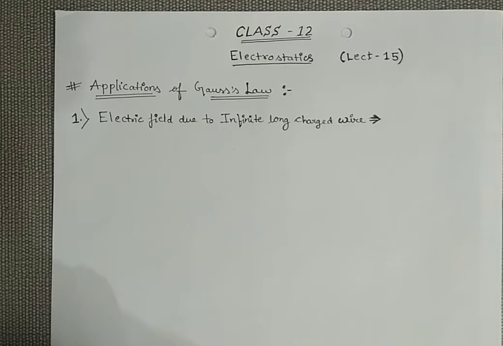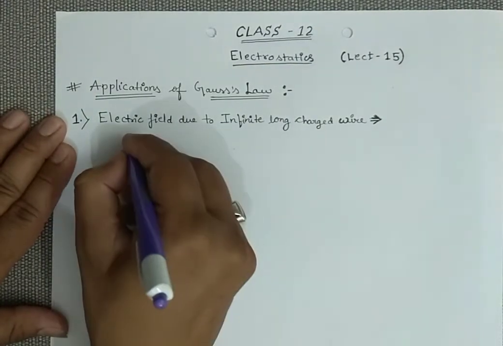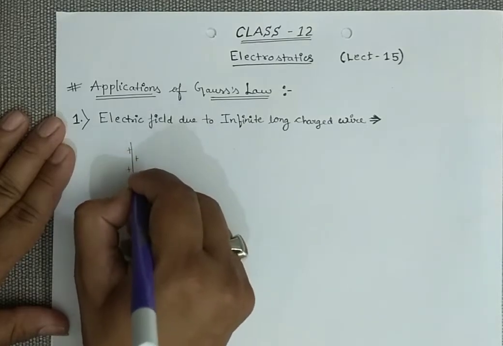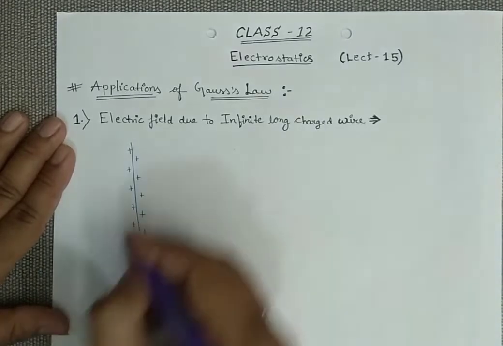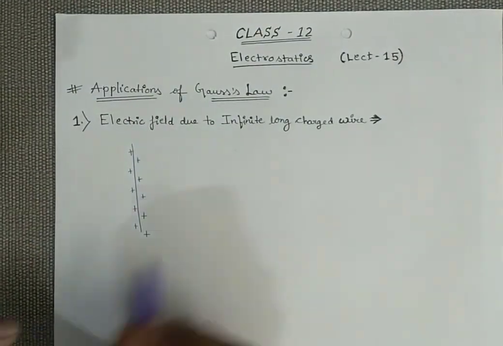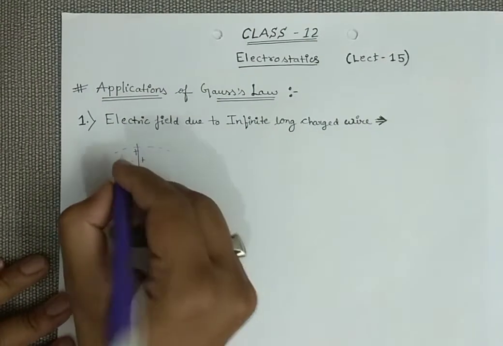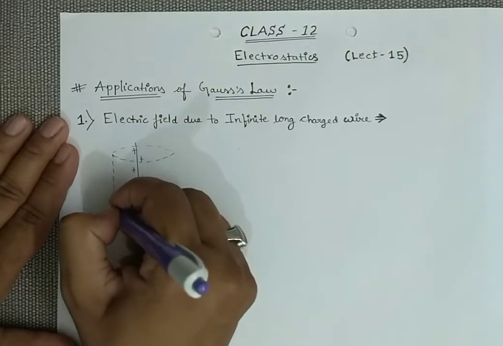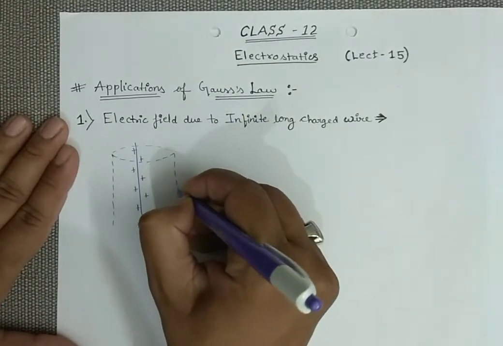So first of all, my work is to consider an infinite long charged wire. So let us consider. This is a wire and it is a charged wire. Let's consider the wire is positively charged. As the length of this wire is infinite, we cannot cover the complete length, so we just have to take a segment of this wire. We just cover a small segment of length L, because if we have to use Gauss law, we have to enclose the charge. So we just consider a cylinder.